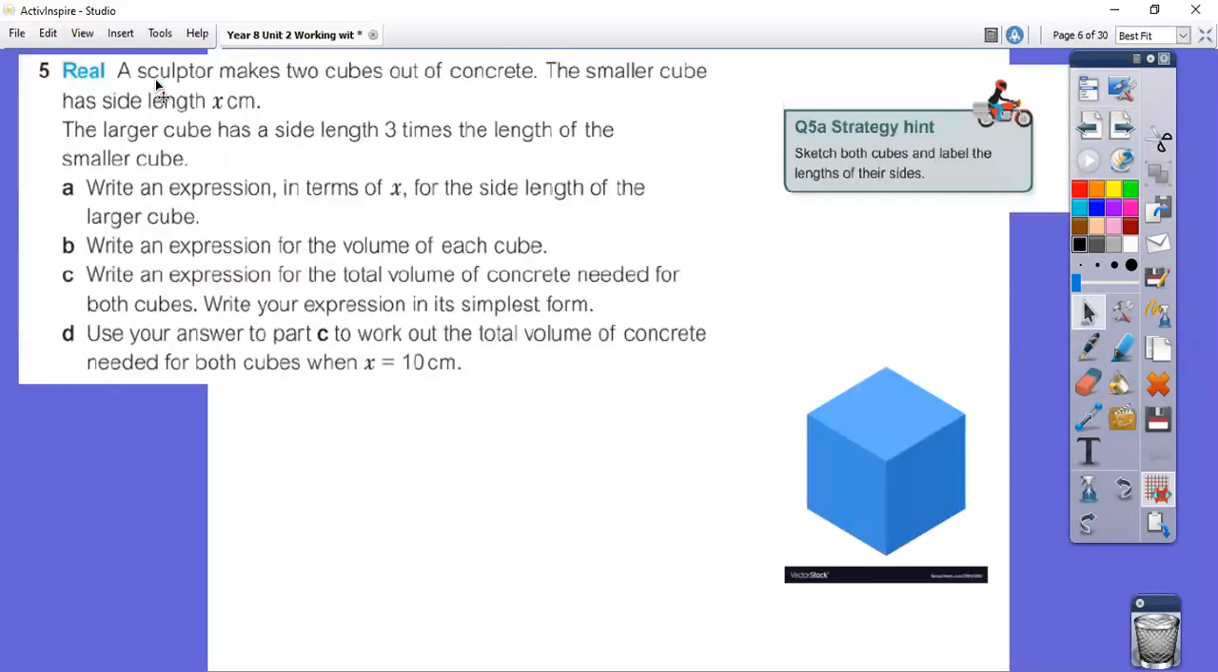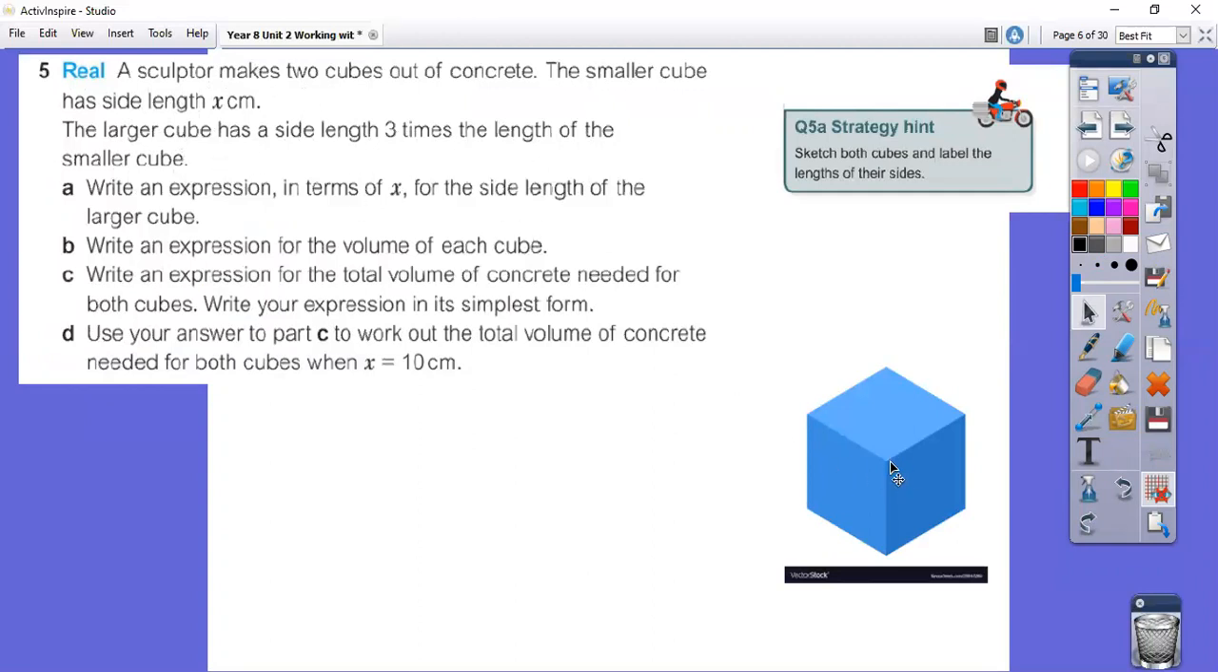Question 5. So this is, if you like, a question that you could get in real life. A sculptor makes 2 cubes out of concrete. The smaller cube has a side length of x centimeters. So we don't know what the side length is. All it tells us is x, it could be anything. And the larger cube has a side 3 times the length of the smaller cube.